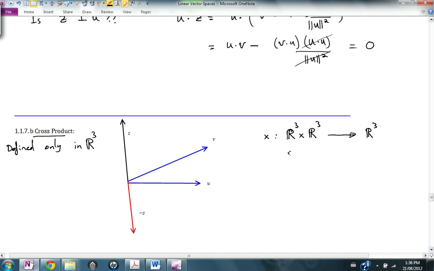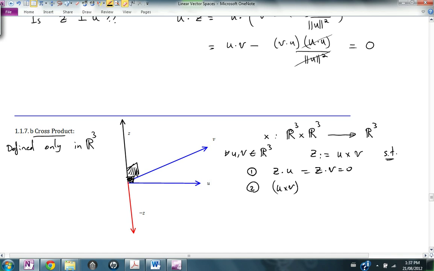For every u and v in R3, z is defined by u cross v such that z is perpendicular to the original two vectors. So z is perpendicular to u, and z is perpendicular to v. Since we have two vectors, we have two directions perpendicular to u and v, the positive and the negative directions. U cross v is equal to negative v cross u.